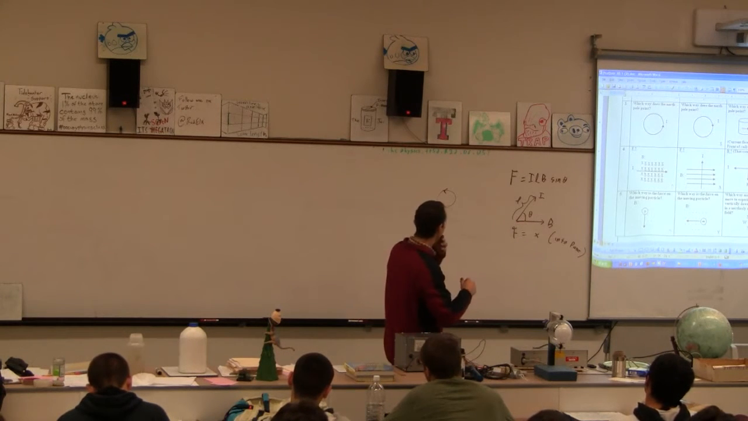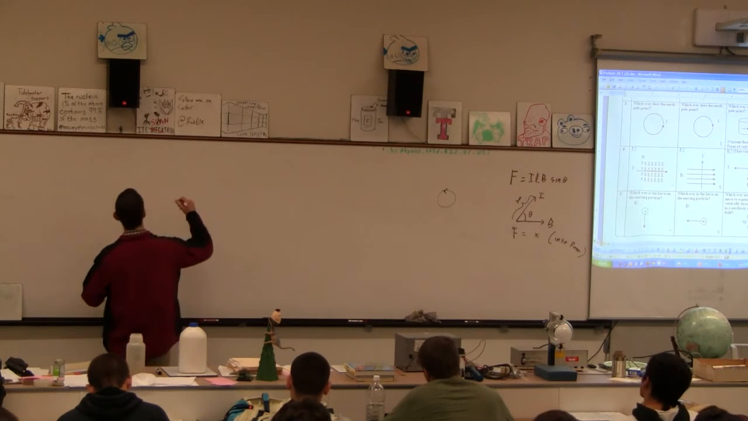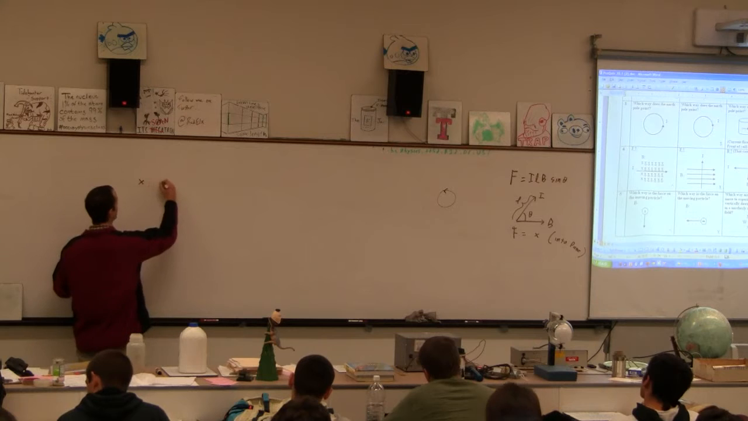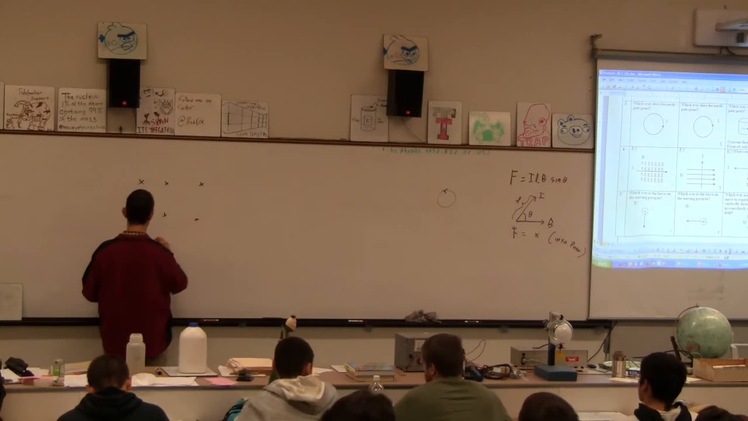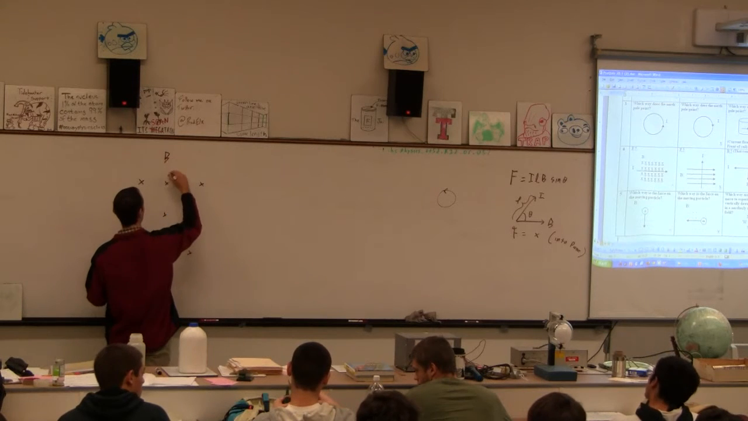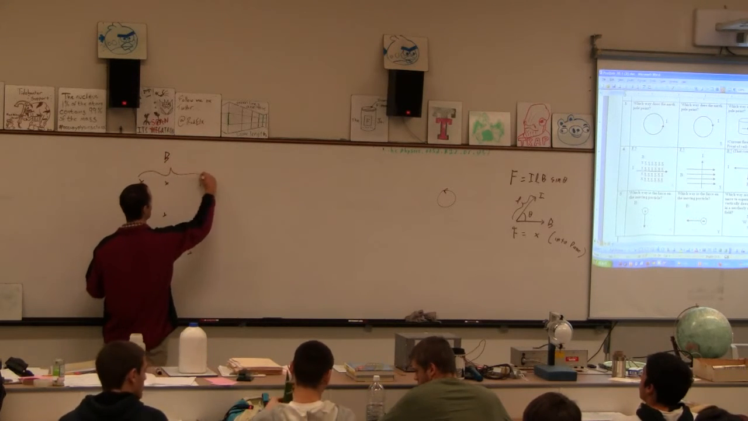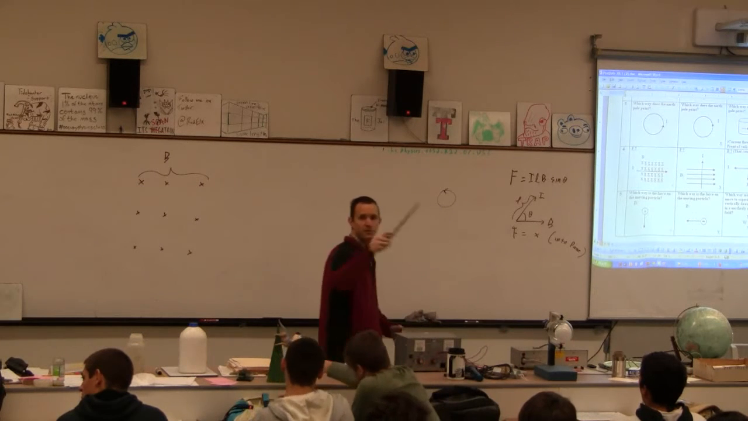Now what we're going to do is consider the case of a particle traveling through some magnetic field. So let's make a magnetic field. That's what these X's are. Here is our magnetic field.